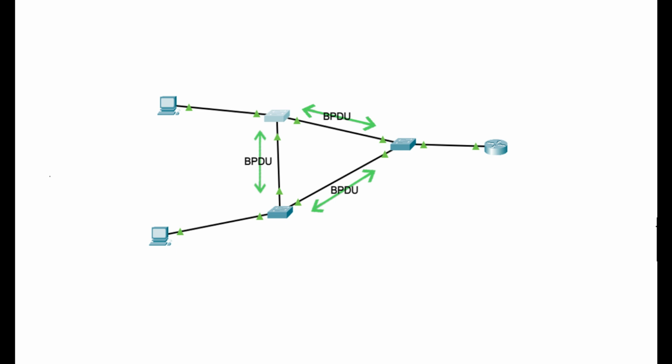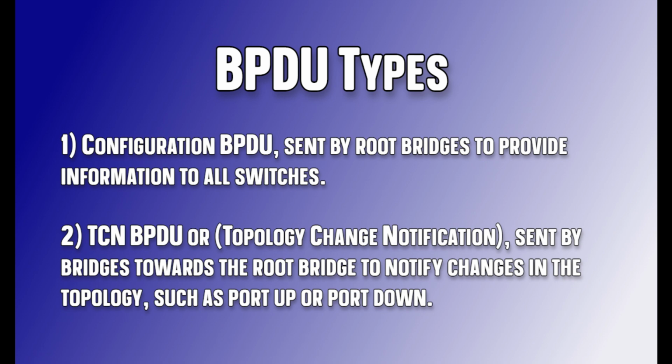There are 2 types of BPDUs switches send. First is the configuration BPDU, sent by root bridges to provide information to all switches. The second one is the TCN BPDU, or topology change notification, sent by bridges towards the root bridge to notify of changes in the topology, such as port up or port down.